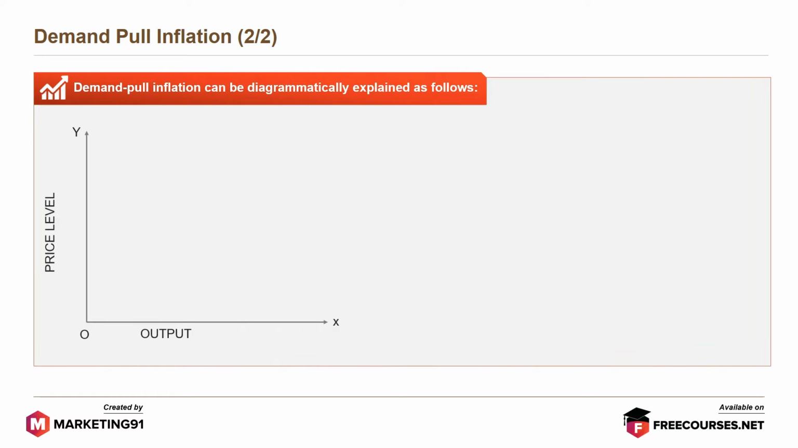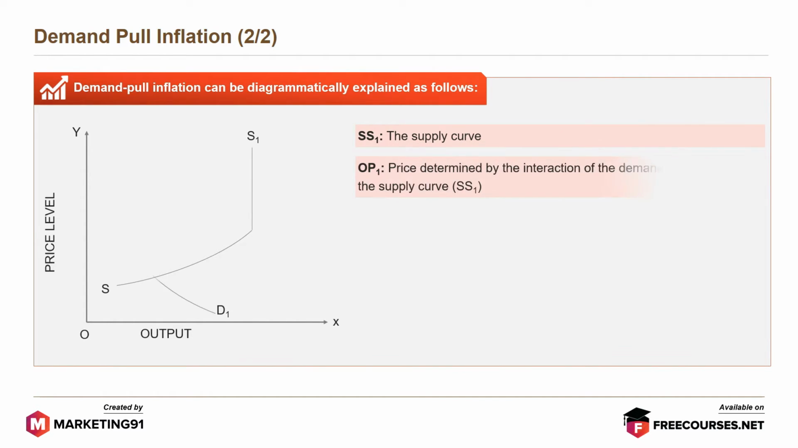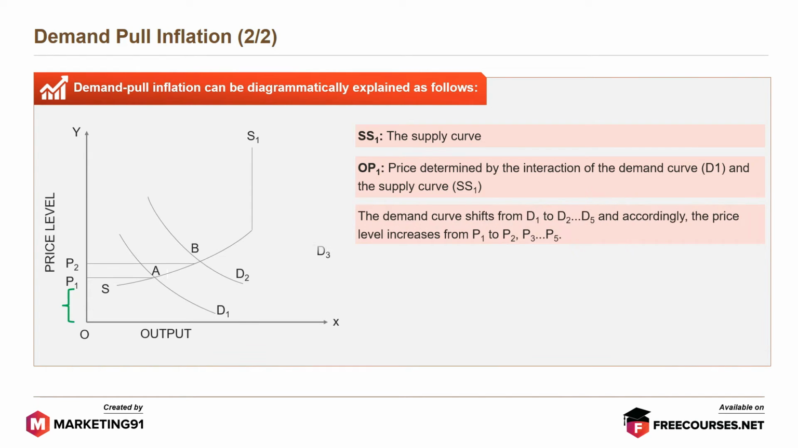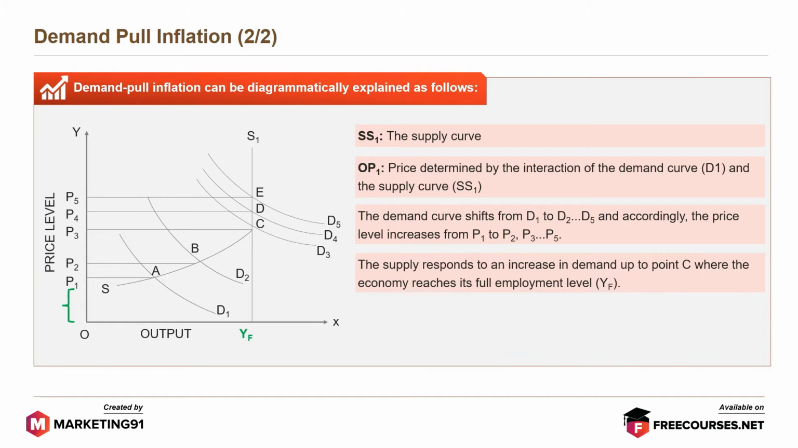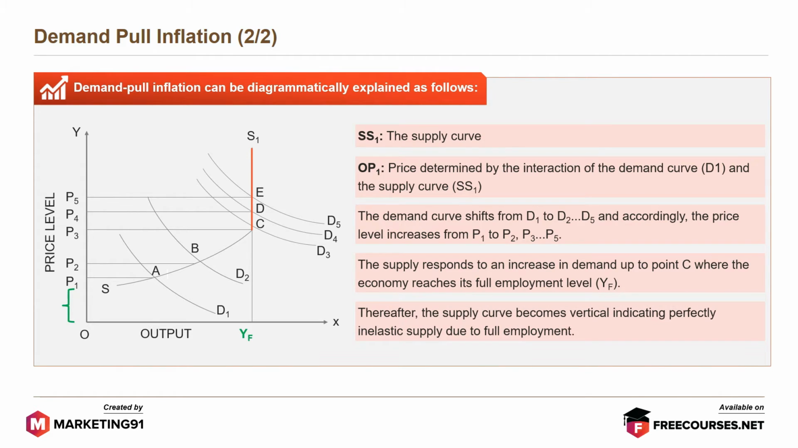Demand pull inflation can be diagrammatically explained as follows. SS1 is the supply curve. OP1 is the price determined by the interaction of the demand curve D1 and the supply curve SS1. The demand curve shifts from D1 to D2 up to D5, and accordingly the price level increases from P1 to P2, P3 up to P5. The supply responds to an increase in demand up to point C, where the economy reaches its full employment level, or YF. Thereafter, the supply curve becomes vertical, indicating perfectly inelastic supply due to full employment.